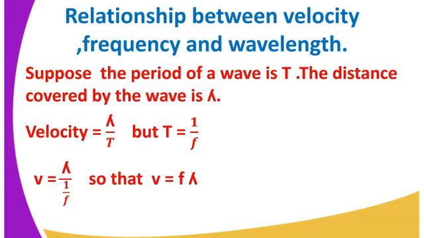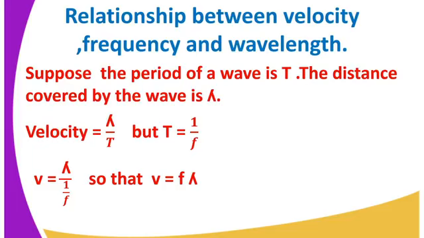Summarizing that equation by multiplying the value of lambda by f, you'll find out that v is given by f lambda, where v is the velocity of a wave, f is the frequency of the wave motion, and lambda is the wavelength of the wave. Therefore, this equation v = f lambda gives us the relationship between the velocity, the frequency, and the wavelength of a wave. Using this equation, you can calculate the velocity, frequency, and wavelength of a wave.